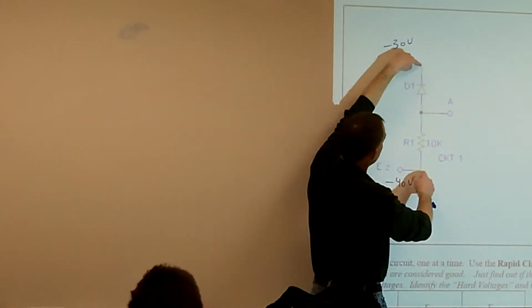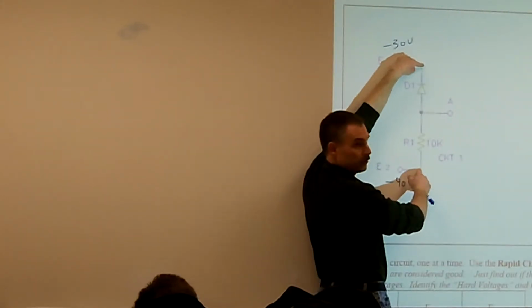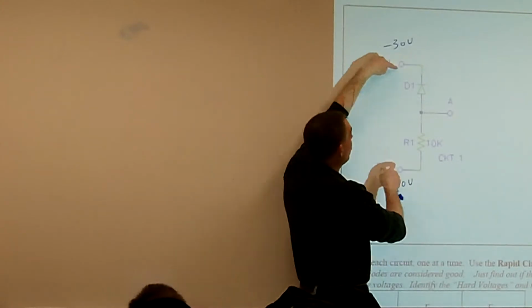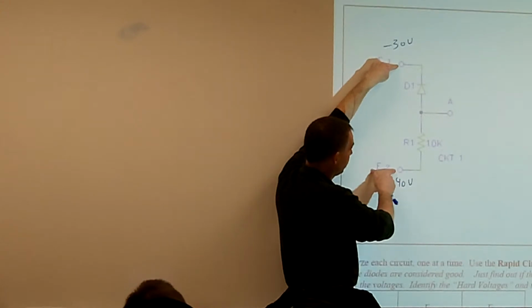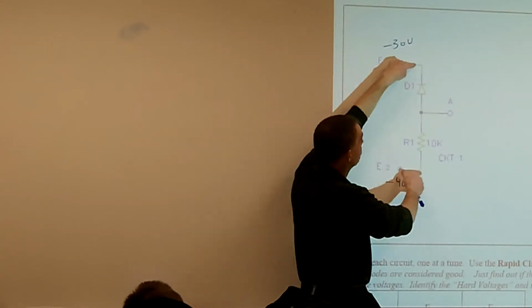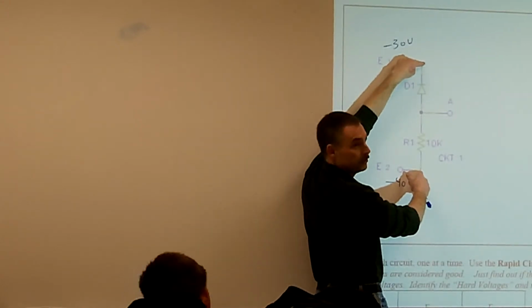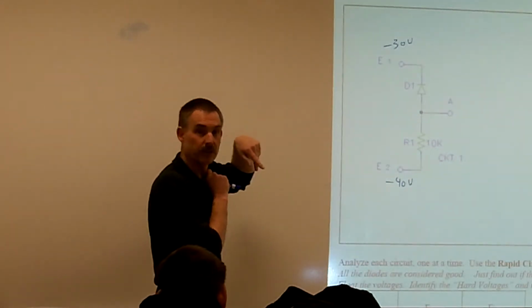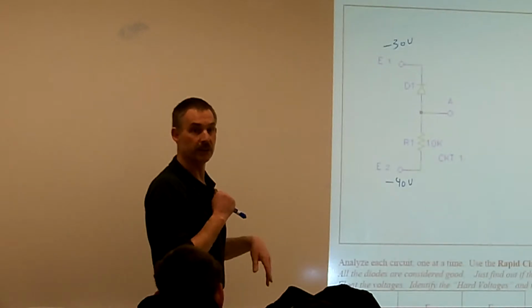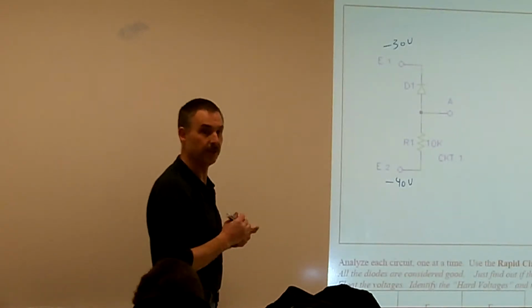So here's my source voltage, right? It's right at these two points. These are my source voltage for this circuit, right? So what's my source voltage then? What's my potential difference between E1 and E2? How many volts? What's my potential difference between those two? Negative 10. 10 volts. So we already know that D1 is going to drop 10 volts.